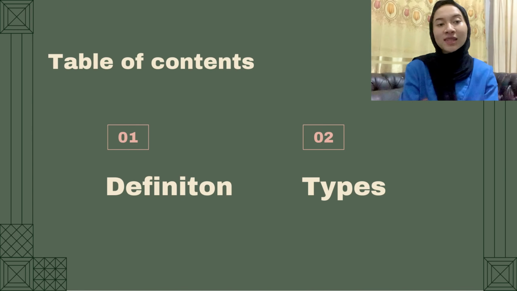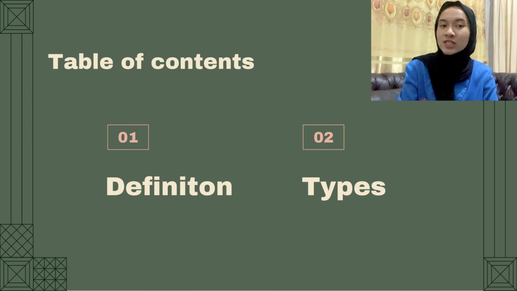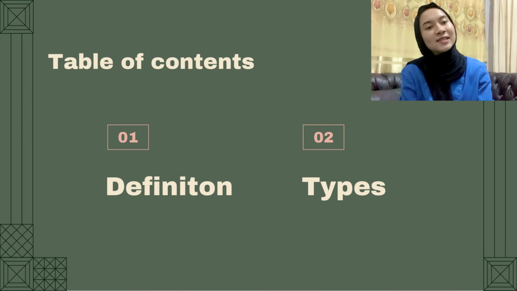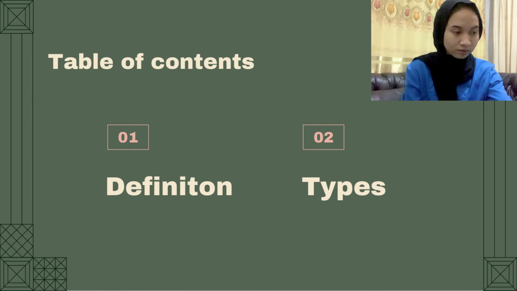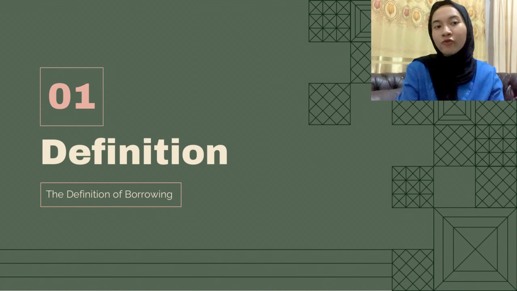As we can see at the PPT, there are two things that I want to explain. The first is the definition and the next is the types. Okay, first I'm going to explain about the definition of borrowing.